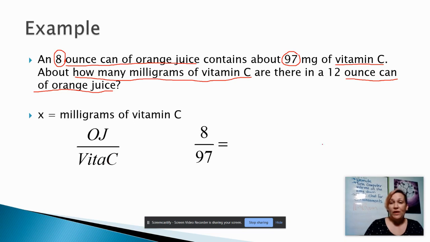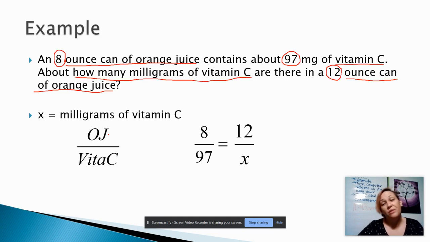The only other number that I have is this 12 right here. And the 12 is referring to orange juice. And I decided orange juice goes on top. So on the other side of the equal sign, I'm going to put the 12 on top. And I'm not sure how much vitamin C. That's what my variable was for. So I'm going to put an X on the bottom. So 12 over X.